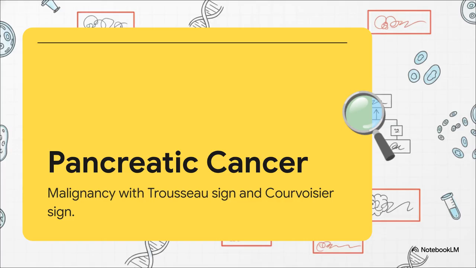Transitioning over to malignancy, pancreatic adenocarcinoma presents with some very specific physical exam findings. Look out for migratory thrombophlebitis, which is known as the Trousseau sign. And because tumors in the head of the pancreas physically compress the biliary tree, you're going to see painless jaundice and a palpable non-tender gallbladder. That's the Courvoisier sign. The diagnostic image of choice to confirm this? For sure, it's a CT scan of the abdomen.